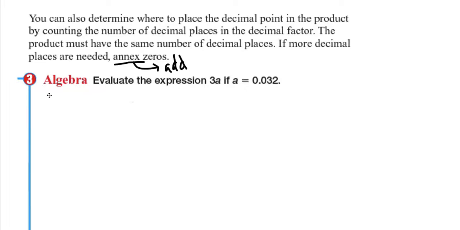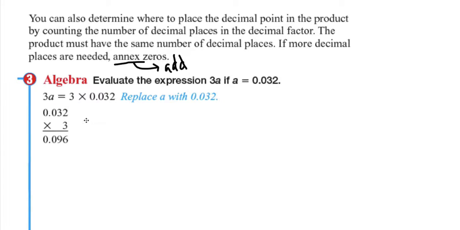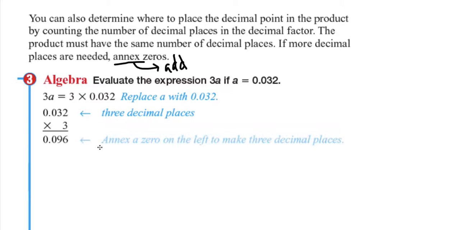Let's copy the problem 3a, and let's substitute a with 0.032. So we are replacing a with 0.032, and now we multiply 0.032 times 3. We know that 0.032 has 3 decimal places, 3 has no decimal places, therefore the product should have 3 decimal places. That means we simply add a 0, or annex a 0 on the left, to make 3 decimal places. And that's how you multiply a whole number by a decimal, by counting the number of decimal places. So how do we check our answer? Checking your answer is quite easy.